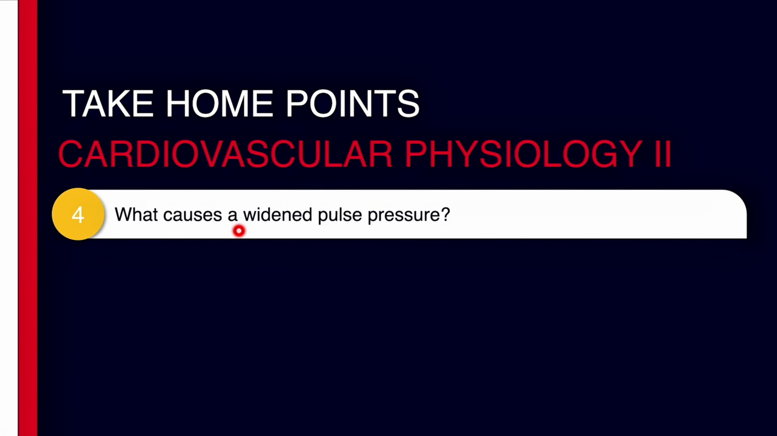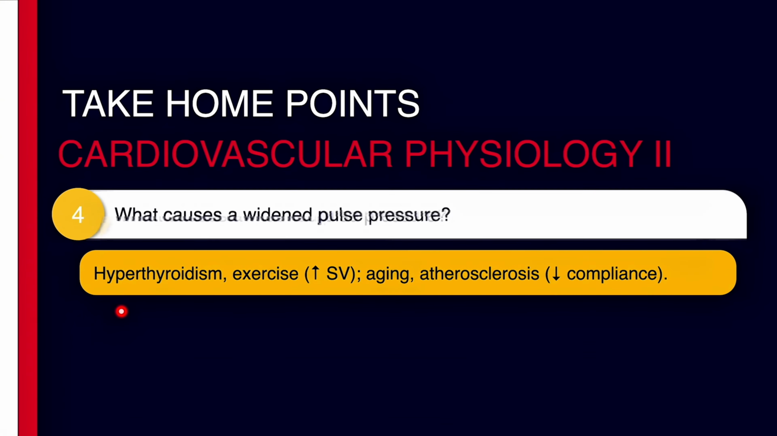THP4. What causes a widened pulse pressure? Hyperthyroidism, exercise, increased stroke volume, aging, atherosclerosis, which does not necessarily increase stroke volume but decreases compliance. So in this case, this widened pulse pressure does not necessarily represent increased stroke volume.